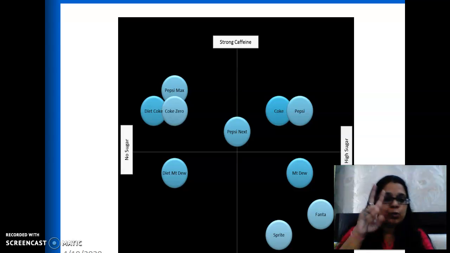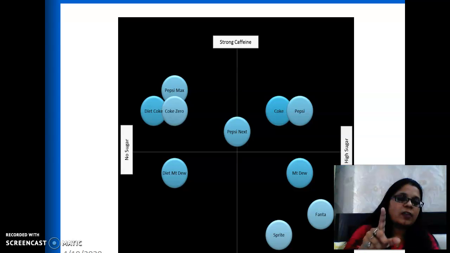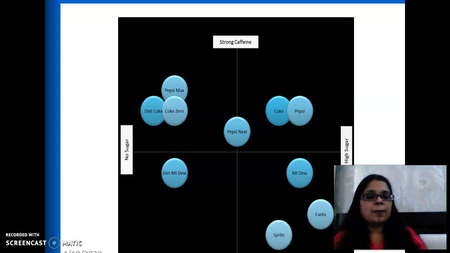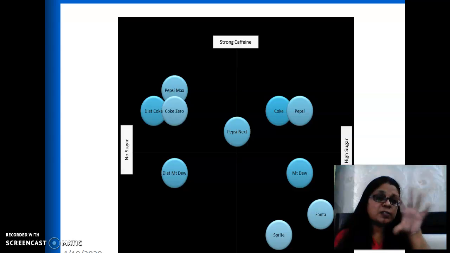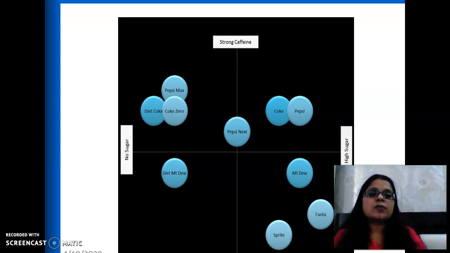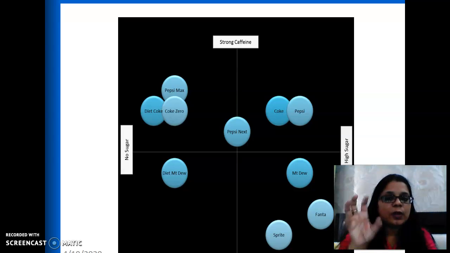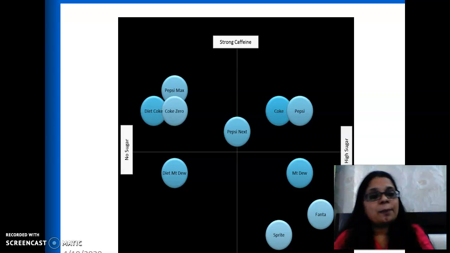So they started working on two attributes, that is caffeine and sugar. They've taken both on the x and y axis: strong caffeine and low or no caffeine, no sugar and higher sugar. So they started placing the different competitive brands into the perceptual map to find out where exactly Pepsi Next can be fitted nicely so that there is no more clutter in the mind. Perceptual mapping is, very indirectly, a map of the mind of the consumer, how well the specific brand has been placed in the mind of the consumer.